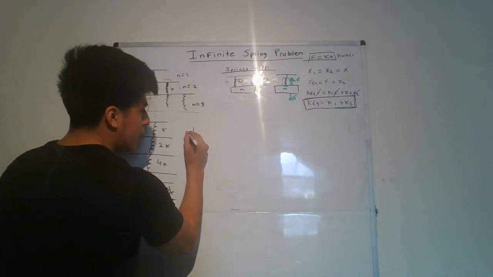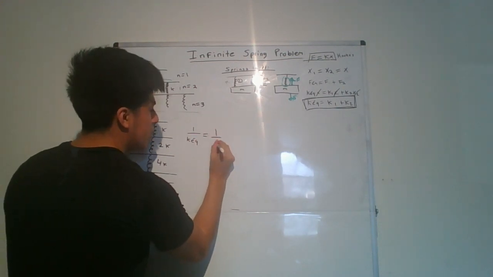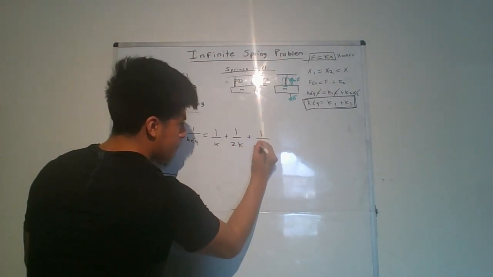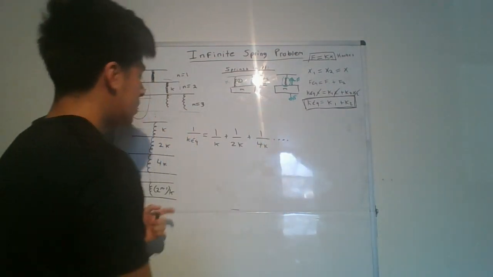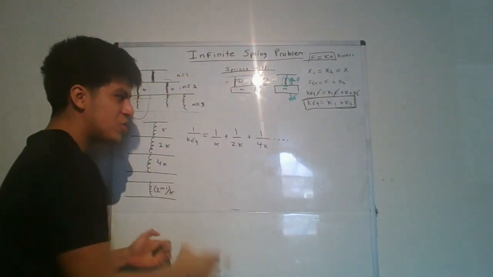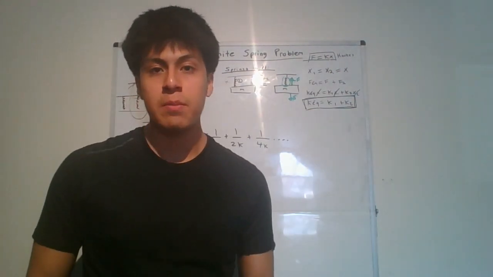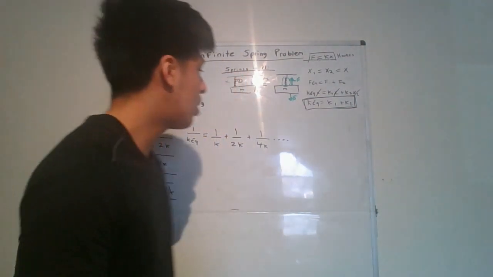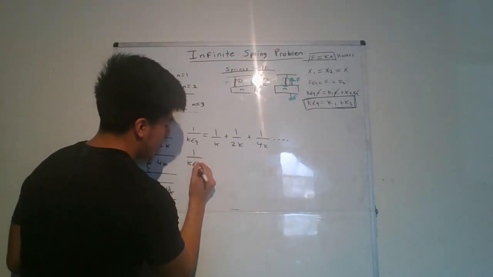So 1 divided by k equivalent is going to be equal to 1 divided by k plus 1 divided by 2k plus 1 divided by 4k and so on to infinity. These dots mean infinity. So now that we have that out of the way, this should maybe ring a bell. This is actually just an infinite sum of terms. And an infinite sum of terms is a series, if you recall from your calculus classes. Now, we can write this down as the series.